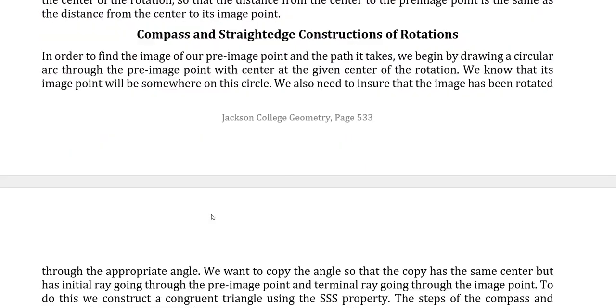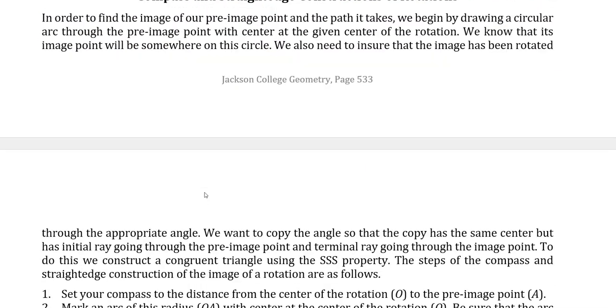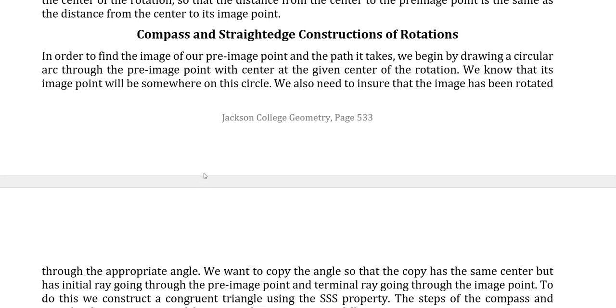Okay, so here is how we do some compass and straightedge constructions following the same setup. In order to find the image of our preimage point, the path it takes, we begin by drawing a circular arc through the preimage point with center at the given center of the rotation. And we know the image point will be somewhere on that circle.